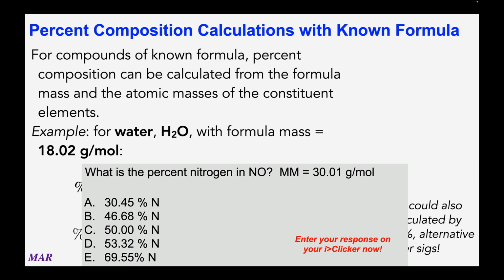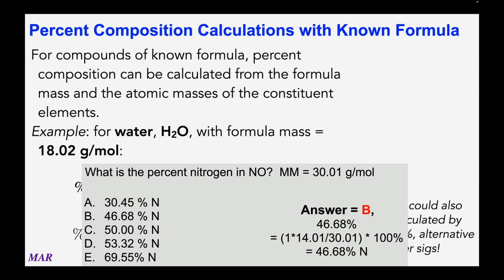So 14.01 divided by 30.01 times 100%. Put that in your calculator or just watch me answer it. Either way is fine. Anyway, it comes out to be answer B, 46.68%. So nitrogen monoxide is 46.68% nitrogen. And if you wanted to know percent oxygen, you could go 100 minus 46.68. I think that's answer D, 53.32, if I'm not mistaken. Anyway, this is how these things roll. Pretty chill if you want to go from one to the other.